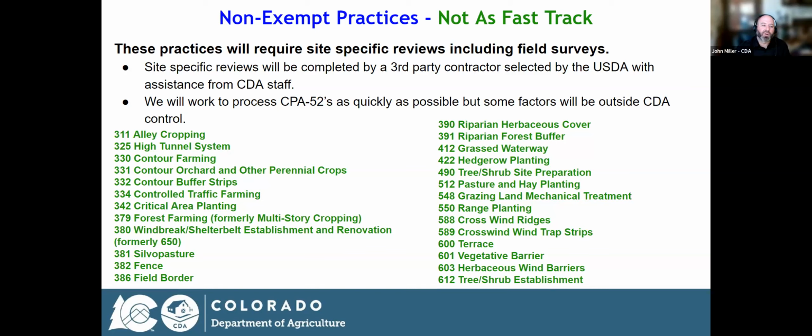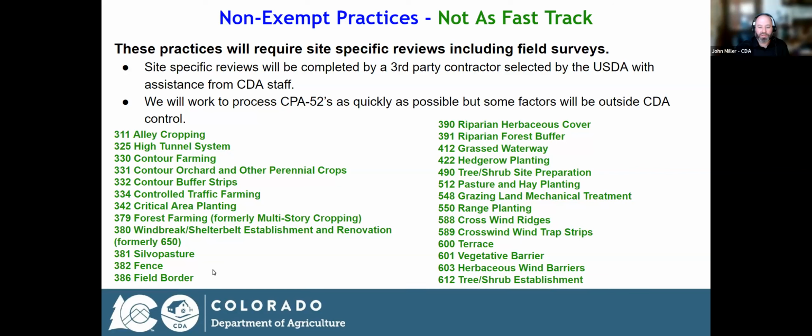So at this point, we don't know exactly how long it will take to get CPA 52 approval on these practices. So if the producers choose things on this list, we cannot give them a determined definite time frame on how long it will take before they are reimbursed for these practices.